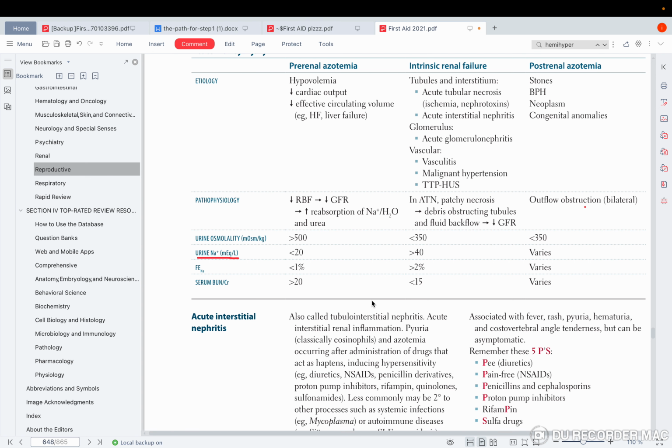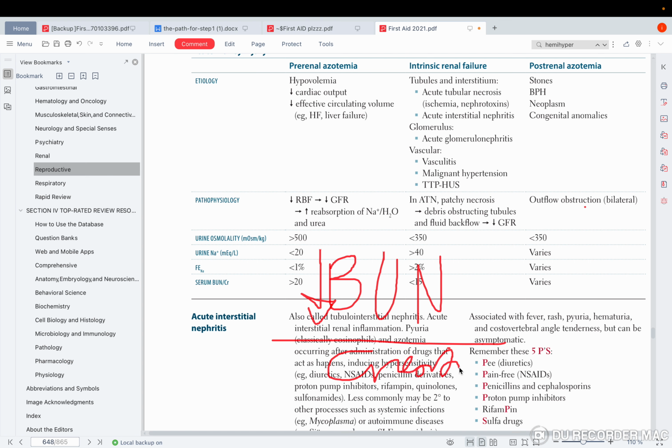The last thing is serum BUN to creatinine ratio. Well, you cannot reabsorb the BUN. So what is going to happen to the BUN? You are not reabsorbing urea. Okay, it will be down. And your creatinine will be really high because this is kidney failure basically. So what is going to happen to your BUN to creatinine ratio? The whole ratio between the two? Yes, exactly, it will be low. Okay, good. So you can see it's less than 15.